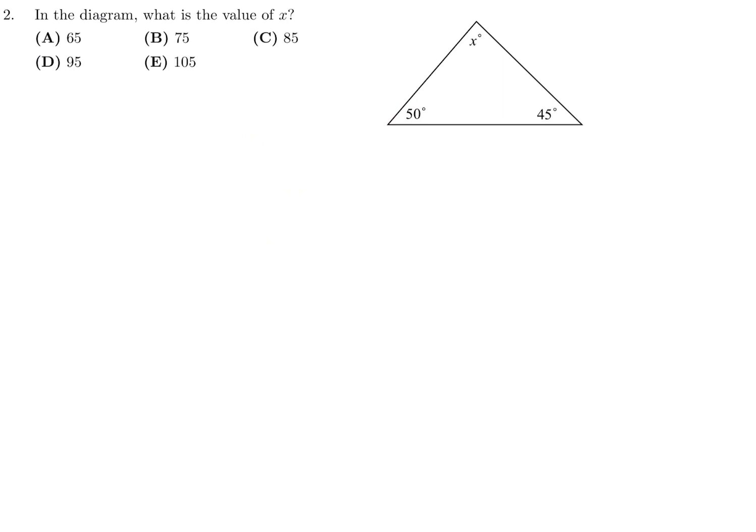In the diagram, the value of x is... The sum of the angles of a triangle always add up to 180. So x plus 50 plus 45 is 180. And therefore, x will be equal to 85. Number 2, the answer is C.